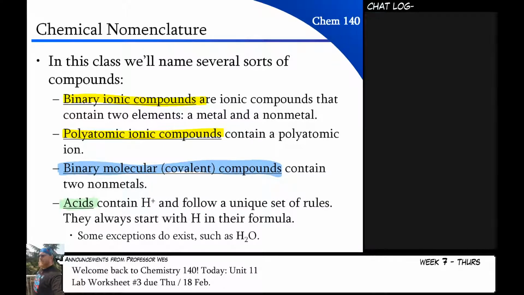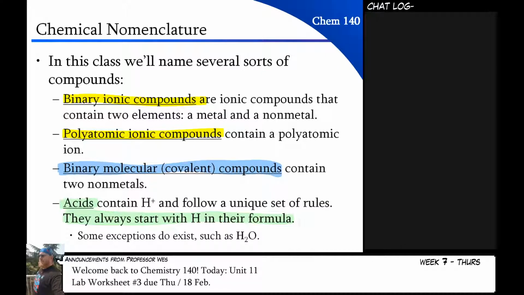Now, how do you differentiate between these? Well, we're going to use the ionic and covalent rules that we discussed last chapter. Something is ionic if it has a metal in it and a nonmetal, or if it has ammonium in it. Something is covalent if it contains only nonmetals. That's nothing new. But what about acids? Acids could be ionic or covalent looking, but they have a key giveaway. And that key giveaway is that the formula starts with H.